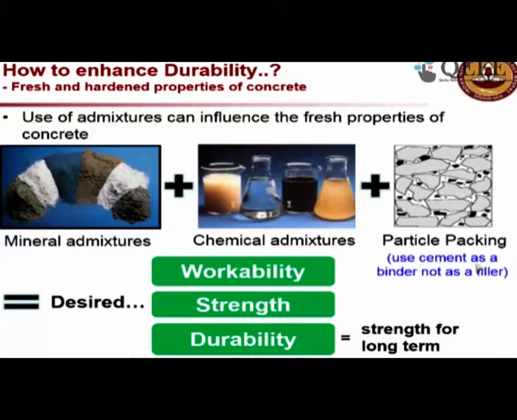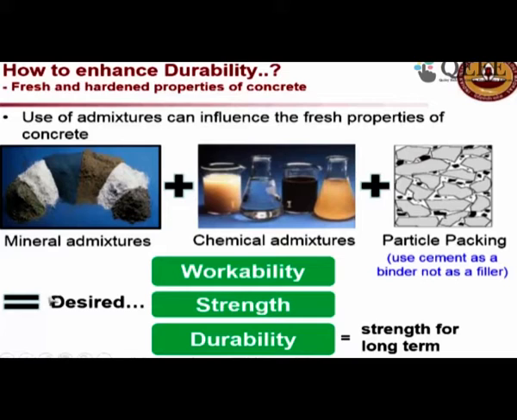And one more thing is, if you put too much cement, then it is actually not good for concrete, because cement will generate more heat, it will lead to some thermal cracking, and which can eventually affect the concrete's durability. So the idea should not be to use cement as a filler, but cement should be used as a binder, just to keep all the coarse and fine aggregates together. That should be the idea.